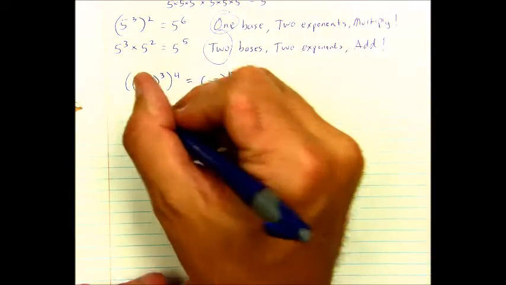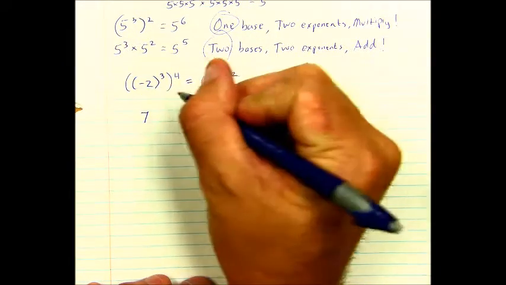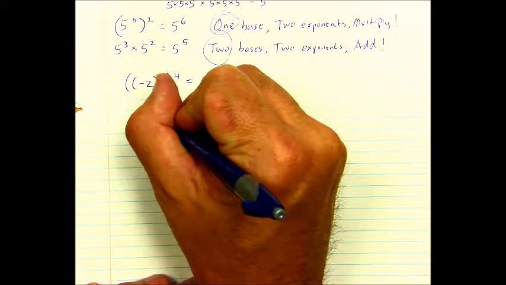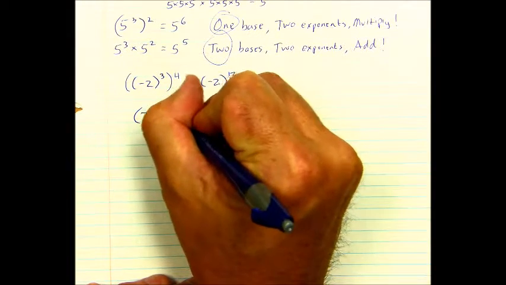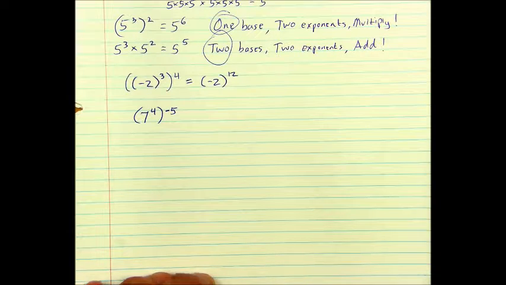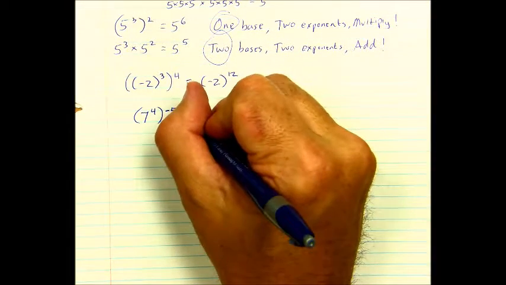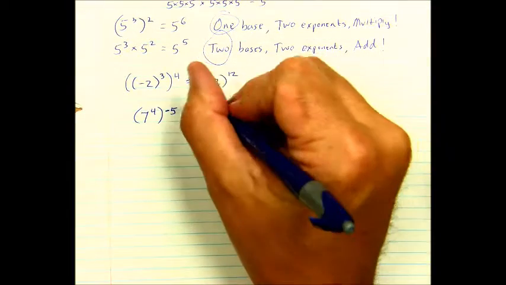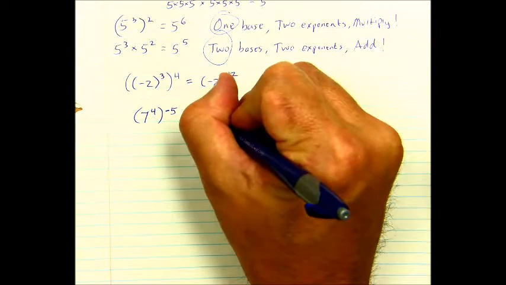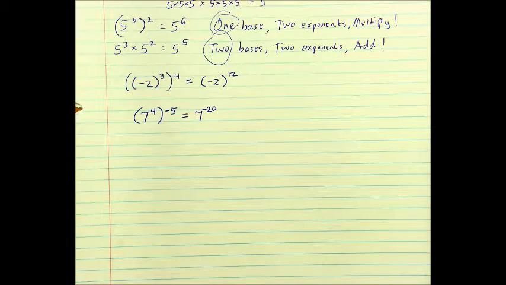7 to the 4th to the negative 5th. So again, I multiply. 4 times negative 5 is negative 20.